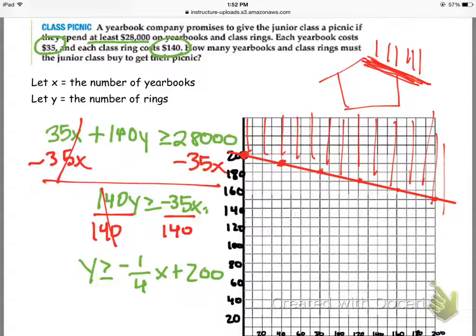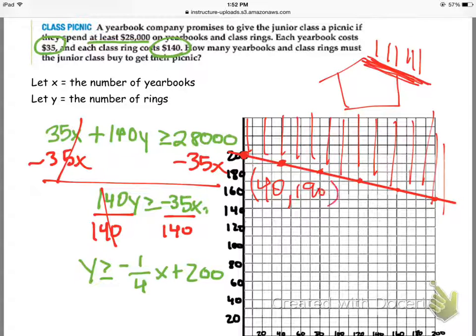Now, the question says, how many yearbooks and class rings must the junior class buy to get their picnic? I was thinking about this question because there's lots of possibilities. You could sell 0 yearbooks but 200 rings, and you could still make it, right? That point right here, 0, 200. This point right here, 40, 190.